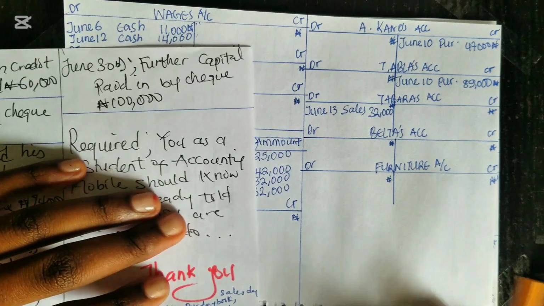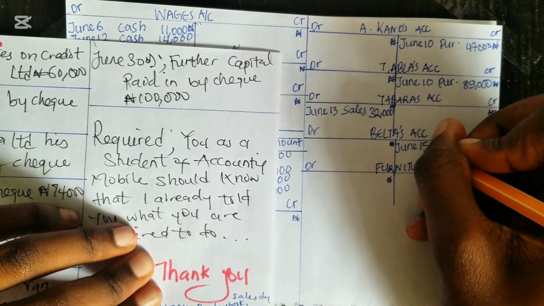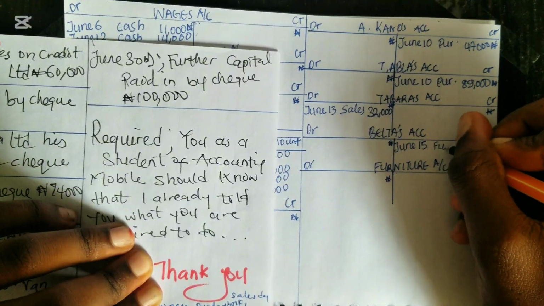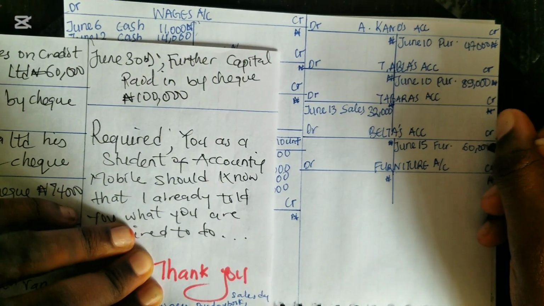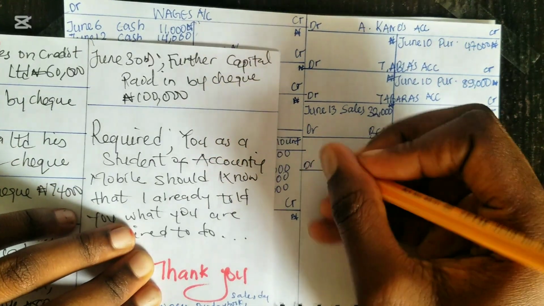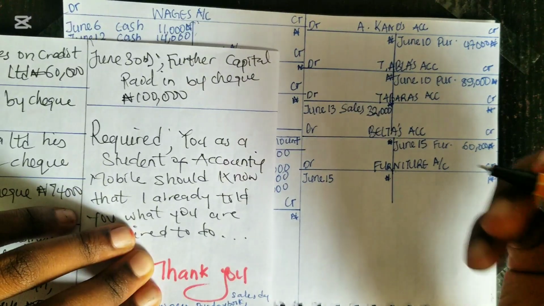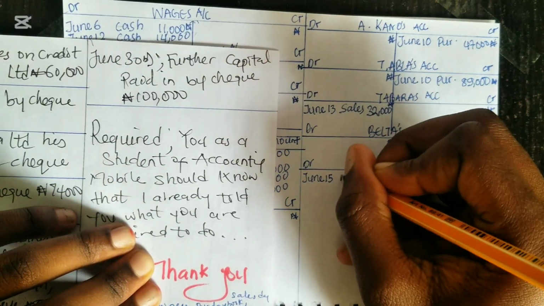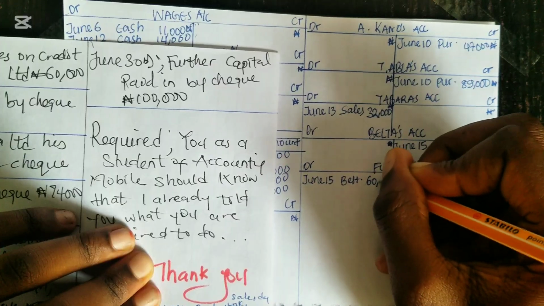So June 15, we'll write furnitures here. Then what are we going to write? 60,000. So now here we're going to debit it. So we're going to write June 15. We're going to write here Belta. So how much is here? 60,000.